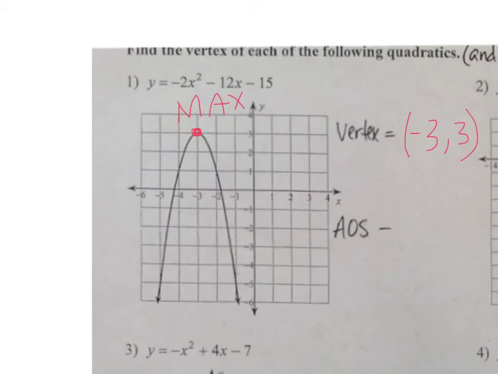Your axis of symmetry is going to be what cuts this parabola right in half, which is right down the center. And we write that as an equation, x equals. And what does x equal? It crosses at -3. So x equals -3.